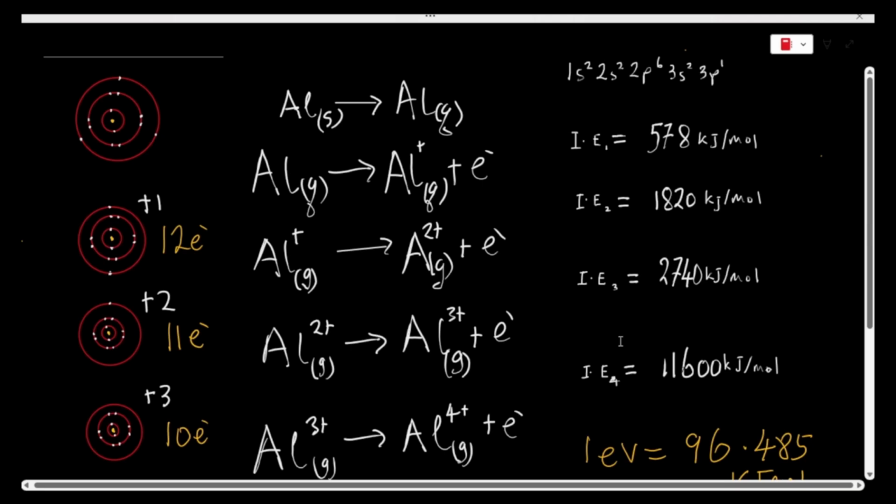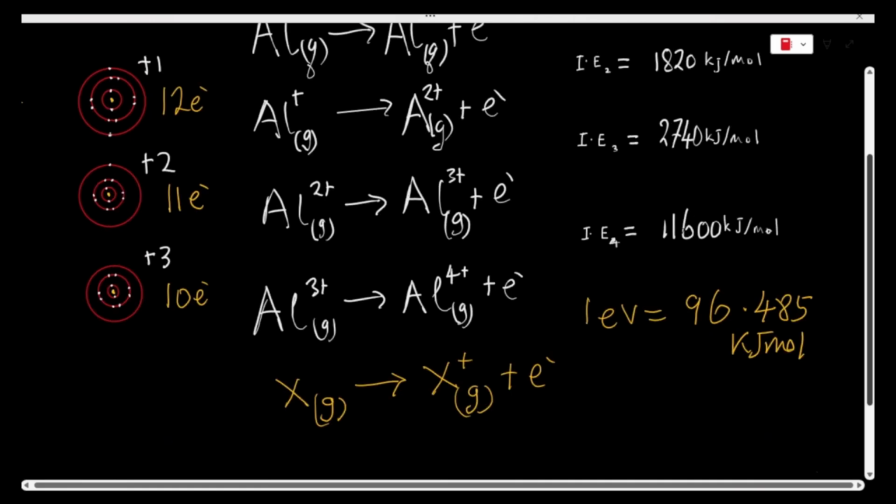Now look at aluminium. Look at the difference between the fourth ionization energy and the third ionization energy. We have a difference of about 8,800 here. Now, why is that so? Why is it that from the first ionization energy we have a difference of about 1,200, the difference between the third and the second we have a difference of about 900, but the difference between the fourth and the third is such a huge jump of about 8,800? What is causing that? What is accounting for that?